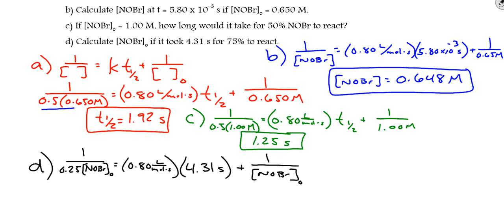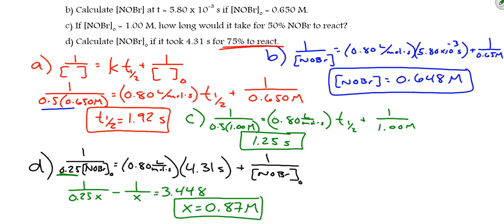Here's the first thing you have to think about: when it says 75% to react, that means 25% of it remains. Looking at this, it could be a little more complicated and confusing because I have an original amount on the right and an original amount on the left, and I need to get that all together. I need to combine like terms. Rearranging and letting the initial concentration be x, you end up with this relationship, and then you can solve for x, and x ultimately becomes 0.87 molar.